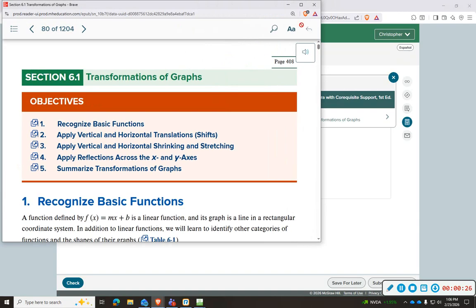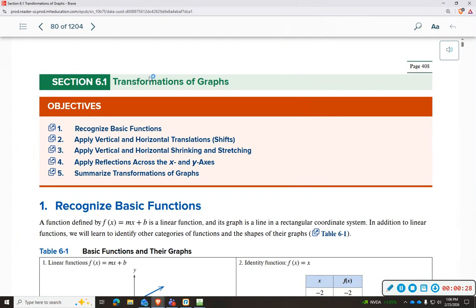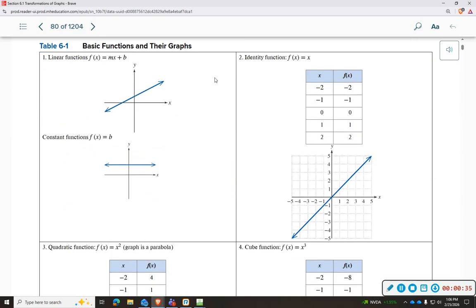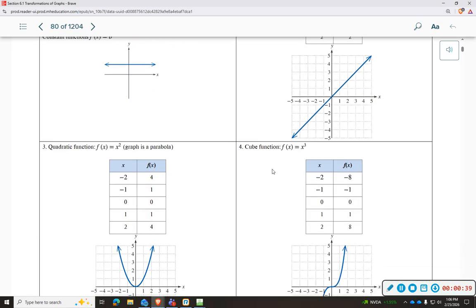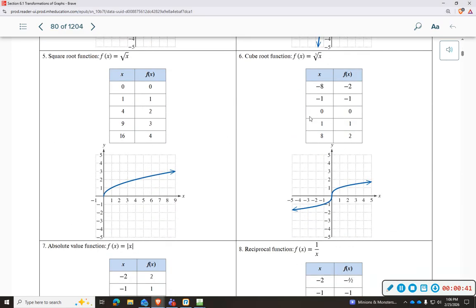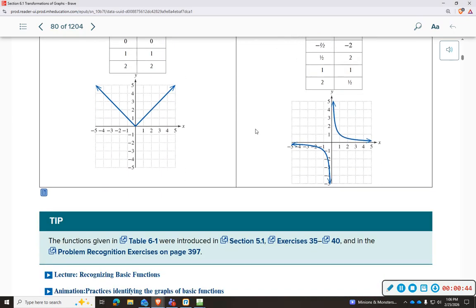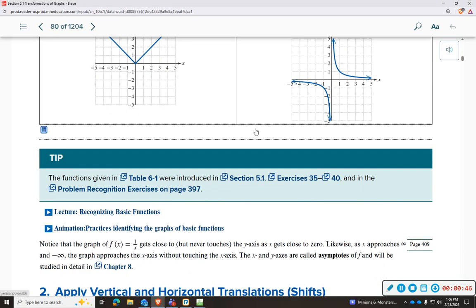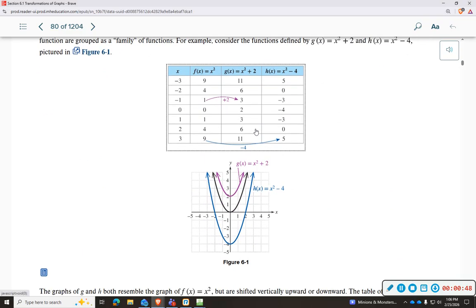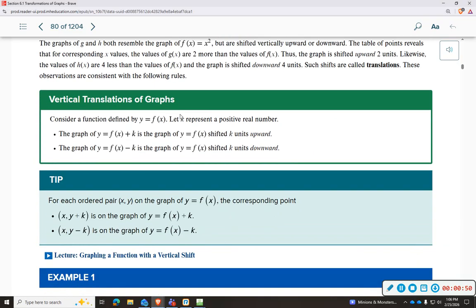The textbook does a great job of going over the transformations and showing you the basic parent functions. So in the textbook, it starts out with parent functions, gives you the linear, constant, quadratic, cubic, and all of the algebraic functions that we're going to be looking at in algebra. It then begins to go over transformations. So this is probably one of the better ways I've seen it presented in the textbook, so you can kind of see exactly what's going on.